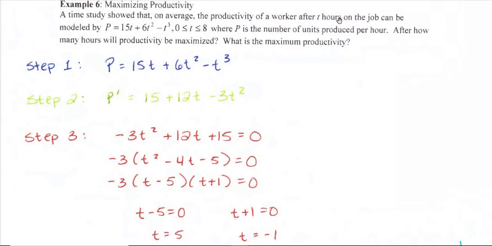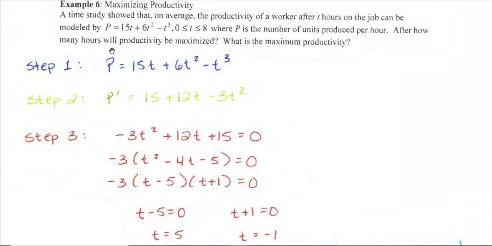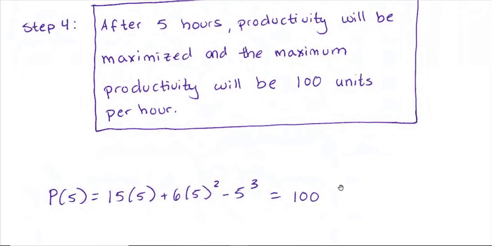But remember, t is the number of hours on the job. You can work 5 hours, but you can't work negative 1 hours. You can't have negative time, so we have to ignore that. So how many hours will productivity be maximized? 5. What is the maximum productivity? We'll have to plug 5 back into that original function to get 100. So after 5 hours, productivity will be maximized, and the maximum productivity will be 100 units per hour.